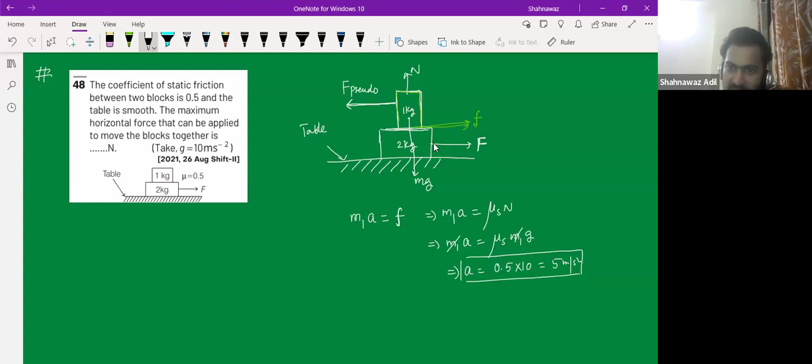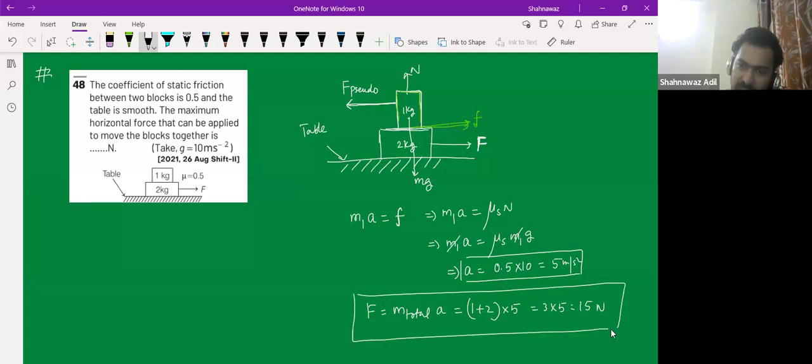So you have found the acceleration in this direction, and now you just have to calculate the force. The force would be due to this whole system. So F is M total times acceleration. M total is 1 plus 2, and A is 5. So this is 3 into 5, which is 15 Newton. So this was the question.